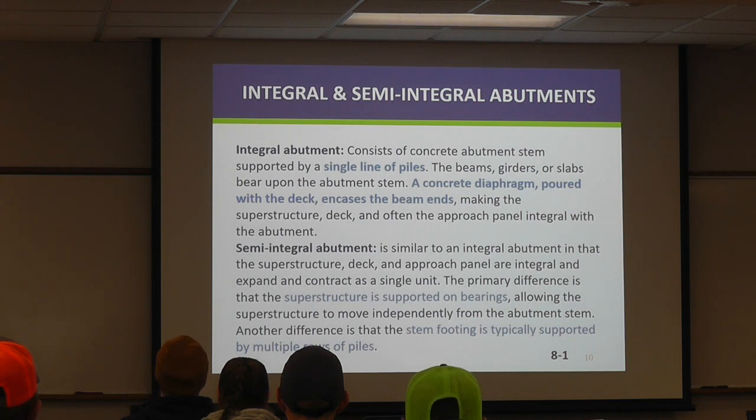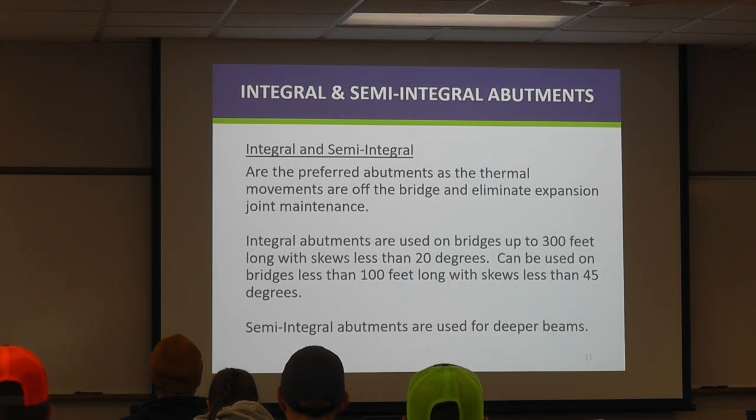The semi-integral abutment is different because it's going to have bearings that go under there, and then there are going to be multiple rows of piles, usually 2 rows. So that is the difference between the semi-integral abutment and the integral abutment. There are some limitations.